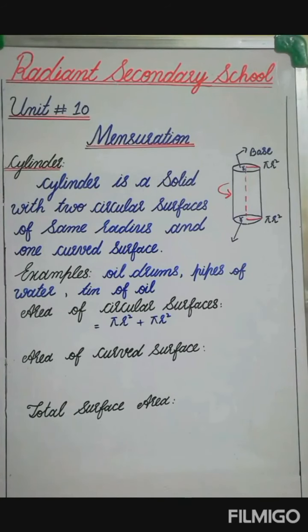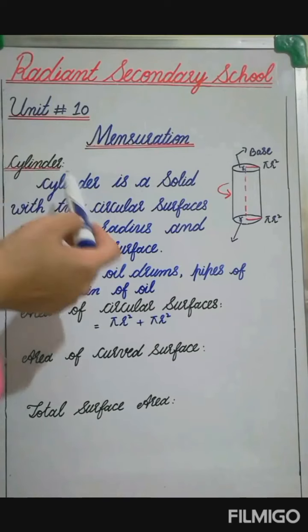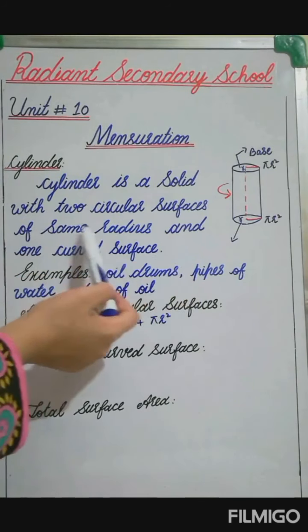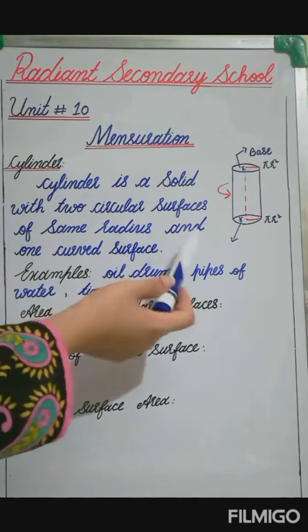Students, before Eid holidays, we had completed exercise number 10.1 and 10.2 from unit number 10, that is mensuration. Now today we have to start exercise number 10.5, but before starting we have to discuss about cylinder. Cylinder is a solid with two circular surfaces of same radius and one curved surface.